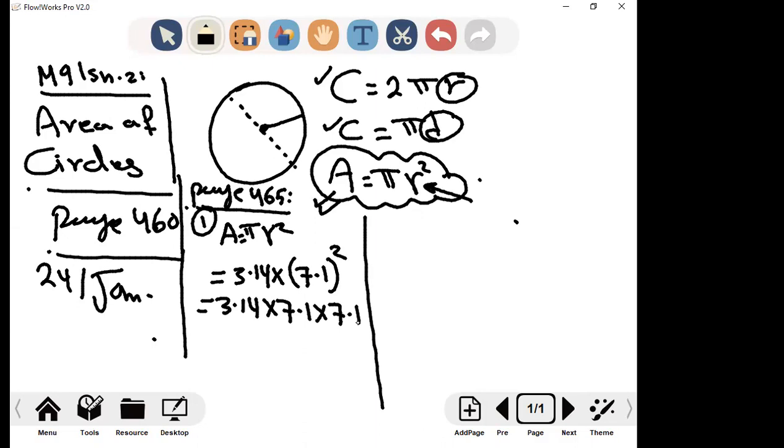It will be 3.14 multiply 7.1 multiply 7.1. The answer 158.29. So this is equal rounded 158.29. What's the unit of the radius in the graph? So it will be centimeter.